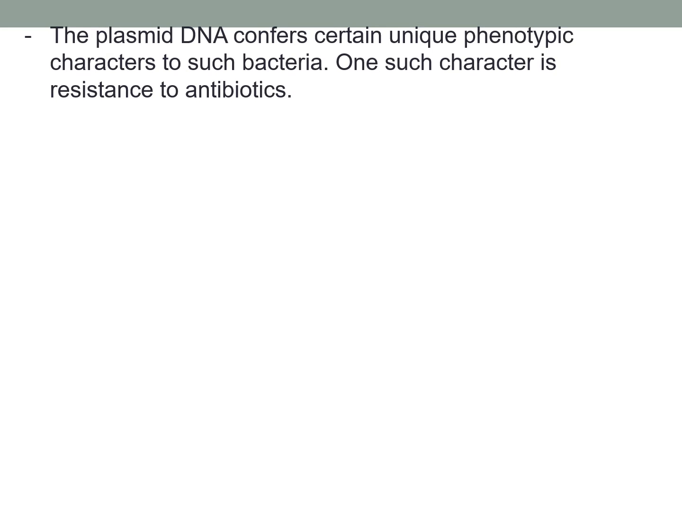The plasmid DNA confers certain unique phenotypic characters to such bacteria. One such character is resistance to antibiotics. So the plasmid DNA gives resistance to antibiotics in bacteria. This helps the bacteria to multiply or to grow fast.